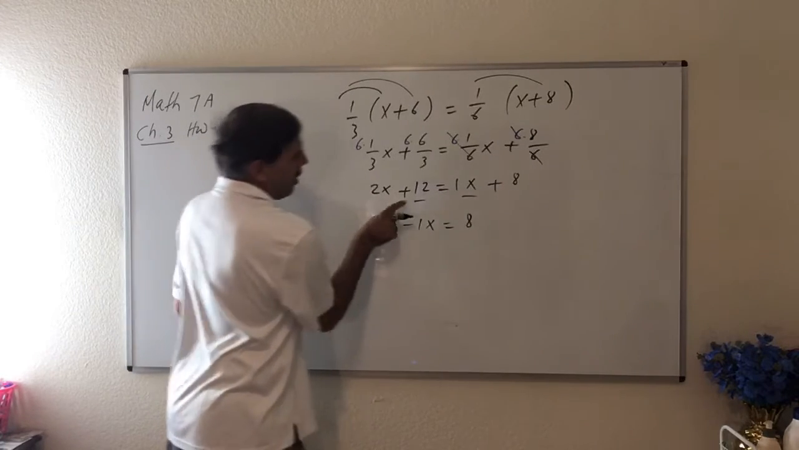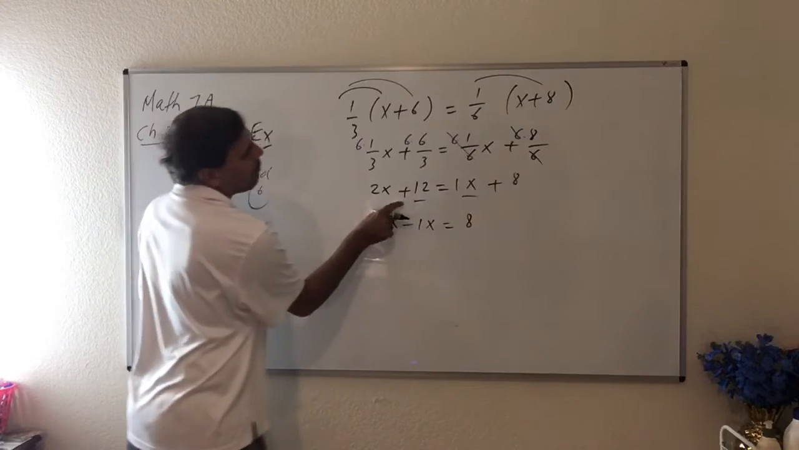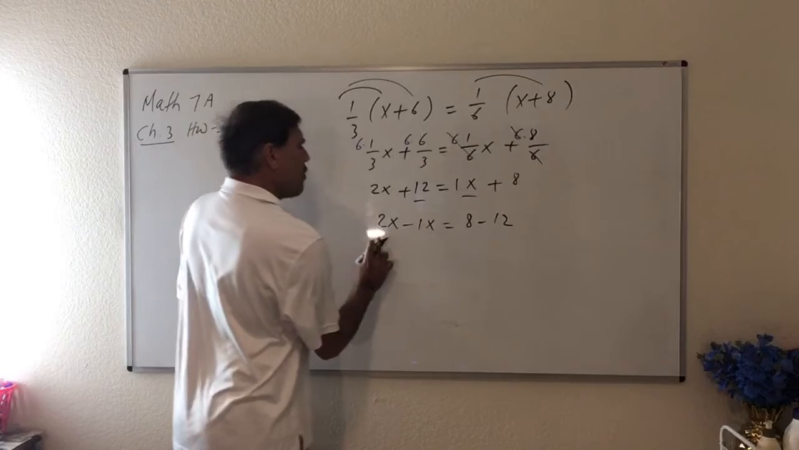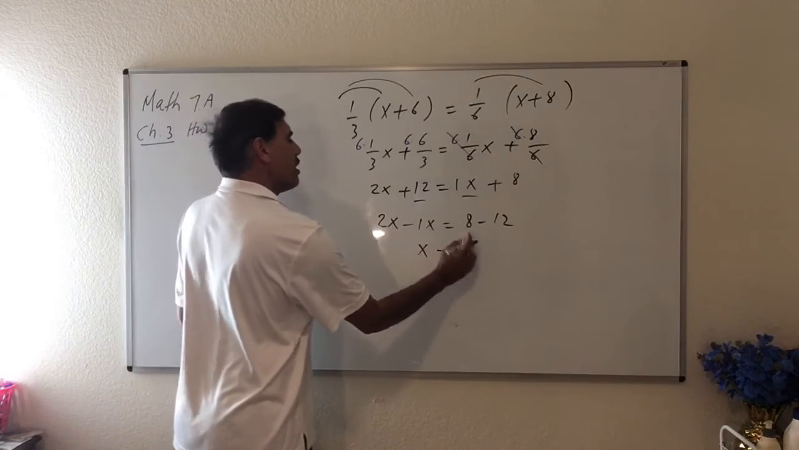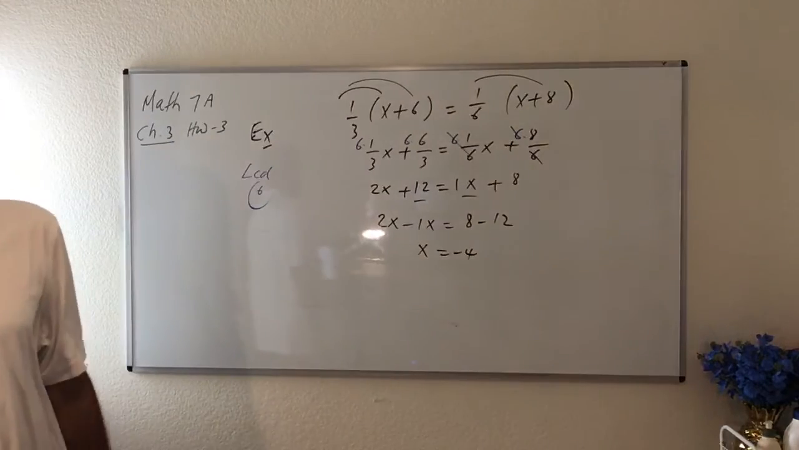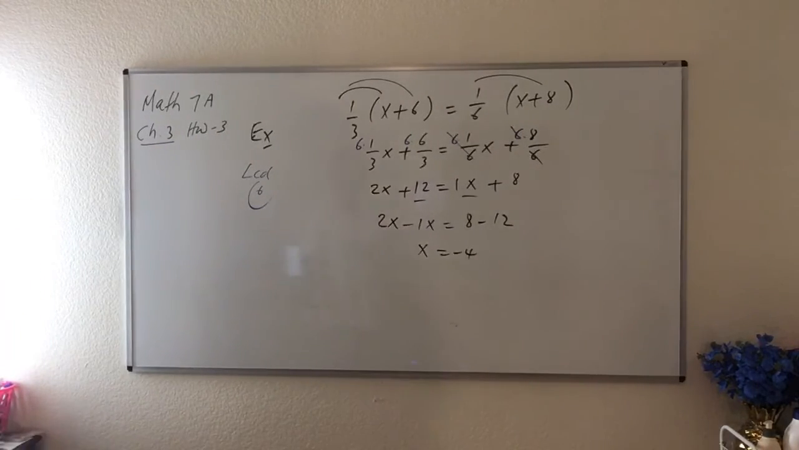8 we did not touch. 12 is going to go to the other side. What is the opposite of positive 12? It is negative 12. 2x minus 1x is x. 8 minus 12 is negative 4. That's your solution. So again, this time the solution is possible.